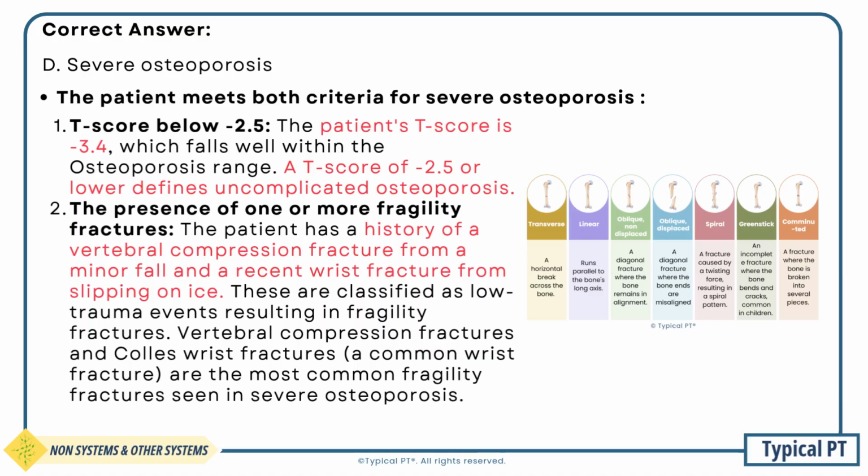The patient has a history of a vertebral compression fracture from a minor fall and a recent wrist fracture from slipping on ice. These are classified as low-trauma events resulting in fragility fractures. The quick tip states that vertebral compression fractures and Colles wrist fractures, a common wrist fracture, are the most common fragility fractures seen in severe osteoporosis.